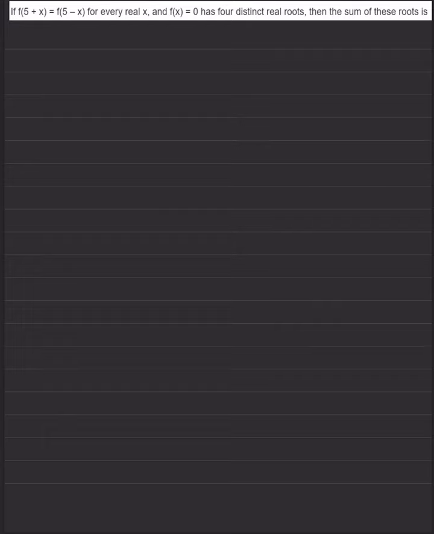So we have a function f of x, and it has 4 distinct real roots. Now, let's say let r be a root of f of x. What do I mean by this statement? What do I mean when I say let r be a root of f of x? This basically means that when we plug in r in place of x, our function will give 0. That is the meaning of root, right?